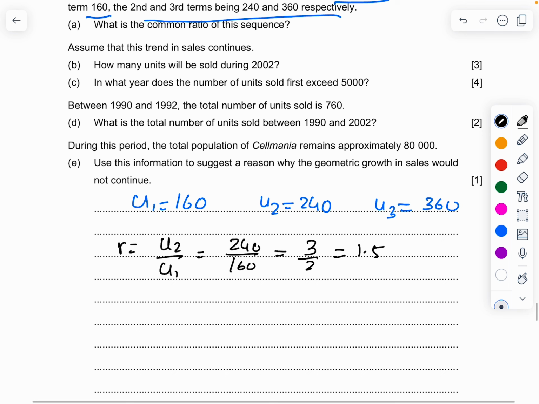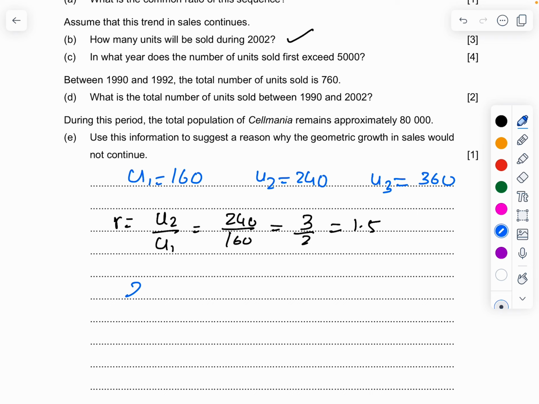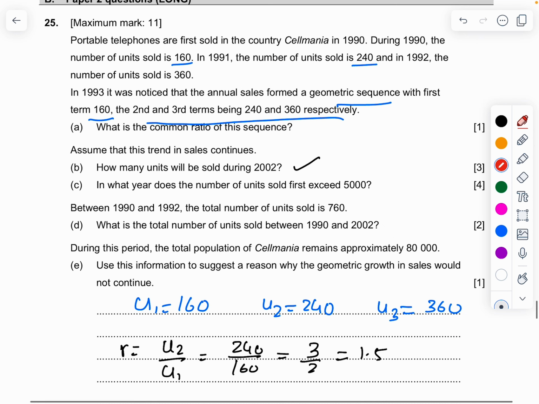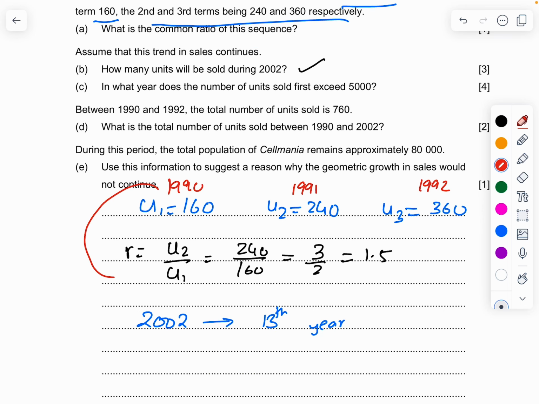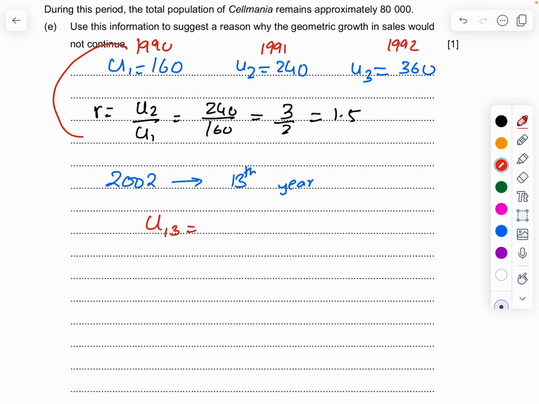Assume that this trend in sales continues. How many units will be sold in 2002? So which will be 2002? 2002 will be the 13th year. Remember that 2002 will be the 13th year. Why is it so? Because this was 1990, 1991, 1992. So from here, there are 12 years. So this is going to be my 13th year. So therefore, I am going to find U13. So U1 times R to the power of n minus 1, which is going to be 20,759.